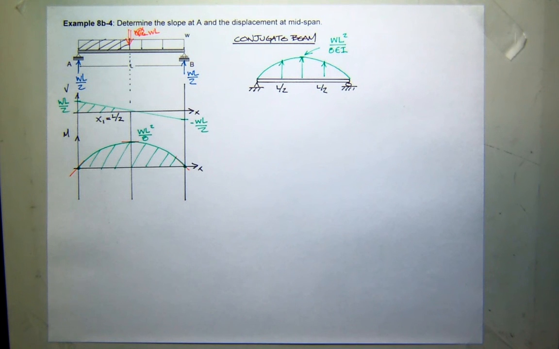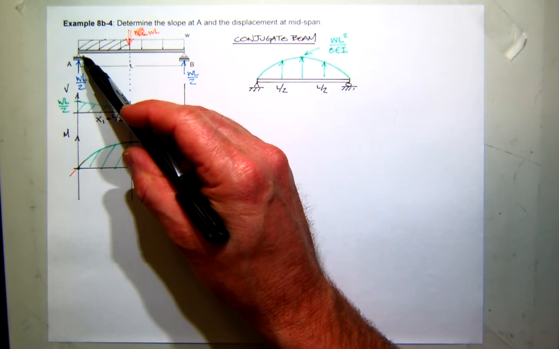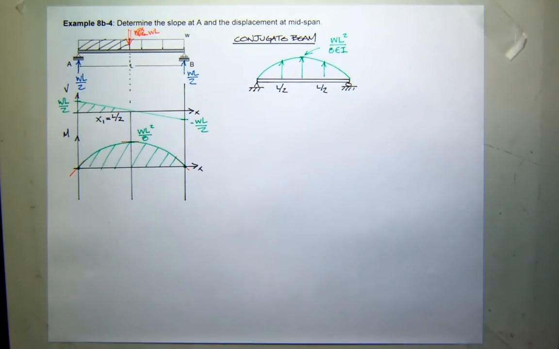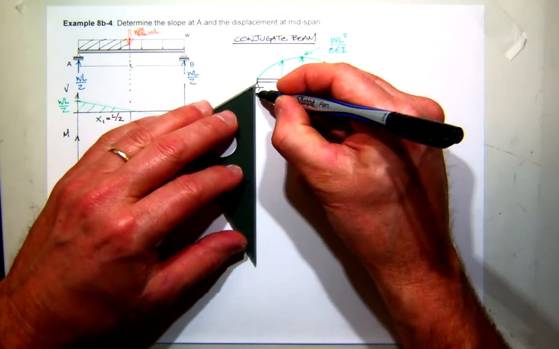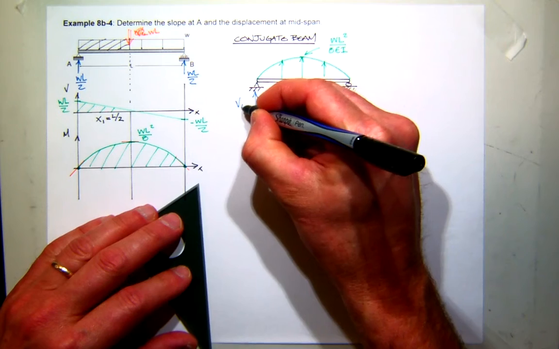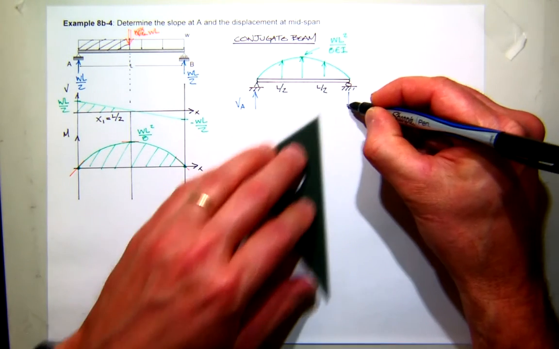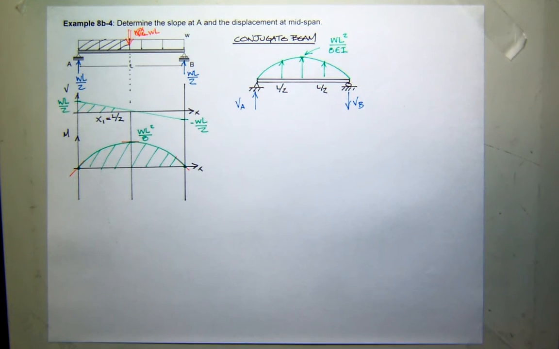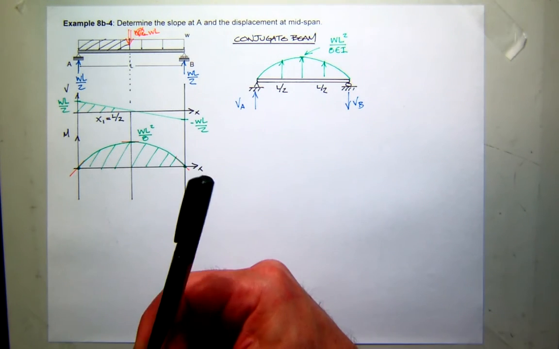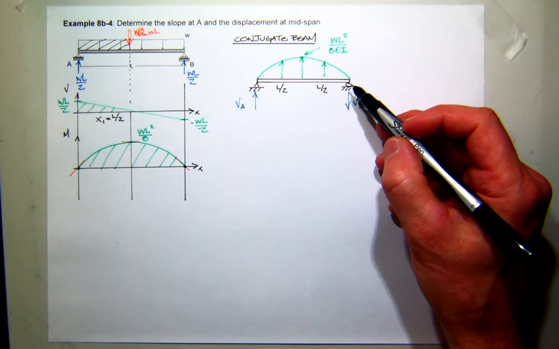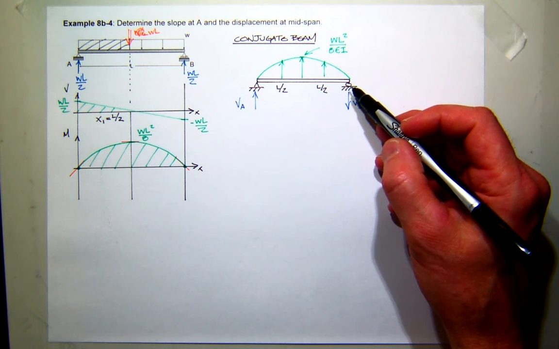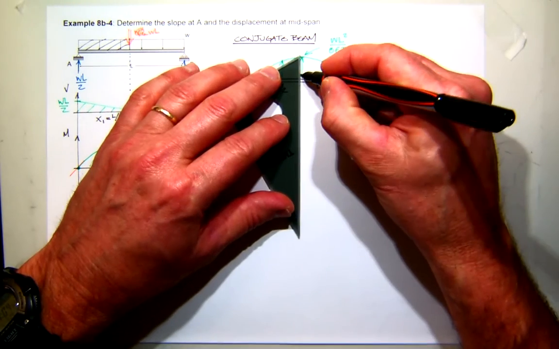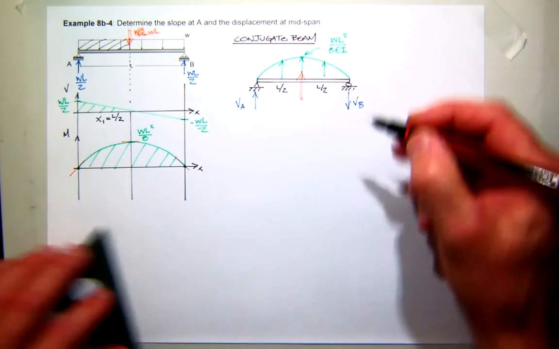So the problem first asks you, what is the slope at A? Now the slope at A in the real beam is what in the conjugate beam? The shear. So I really need to find the positive shear at A. I know positive shear at B would look like this. So how do I find the shear at A in this free body diagram? Well, I would sum moments about B, right? So to do that, what am I going to do with this load? I need to find a concentrated equivalent force. What is the concentrated equivalent force?